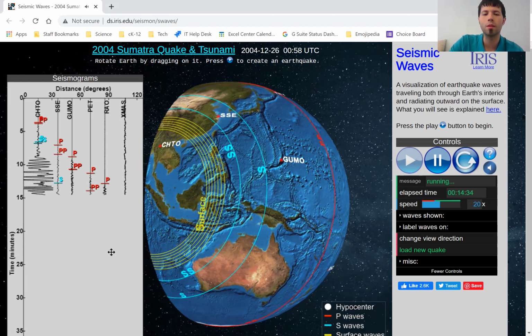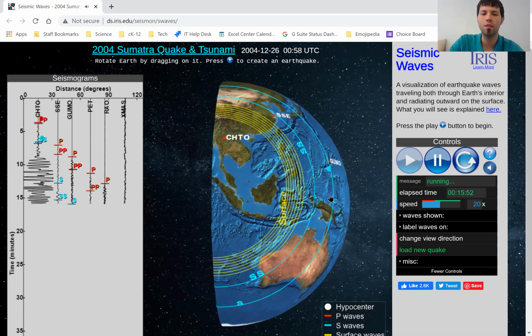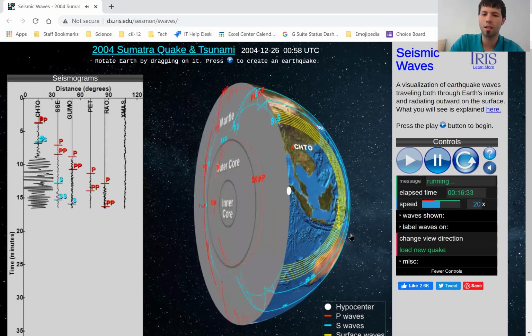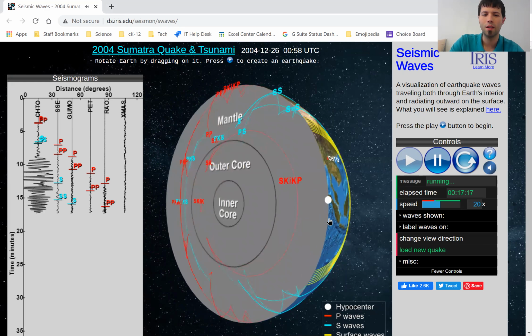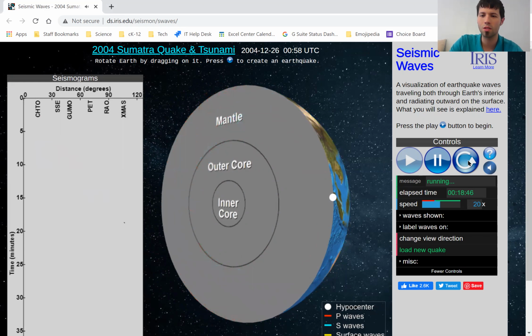But the real cool thing about the simulation is I can turn the globe around to see the inside of the Earth. And there's some weird interaction that's going on here. So let me start the simulation from scratch. Can I pause it?